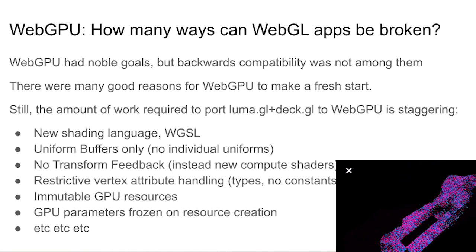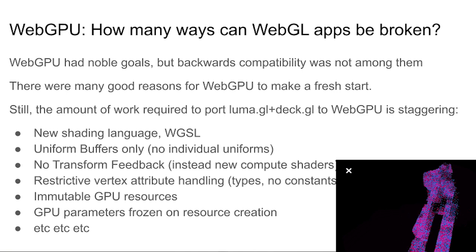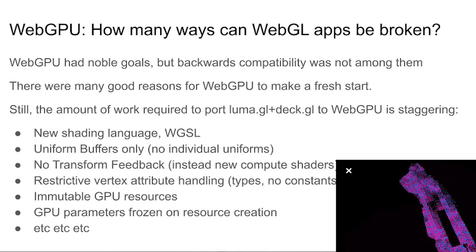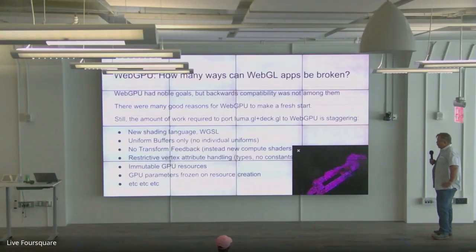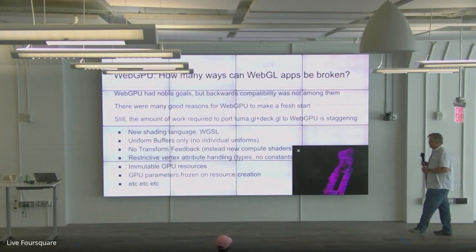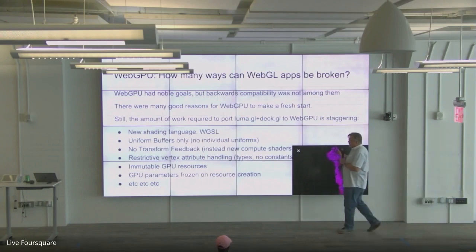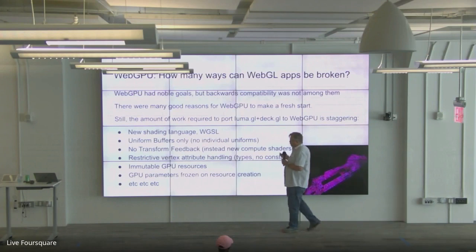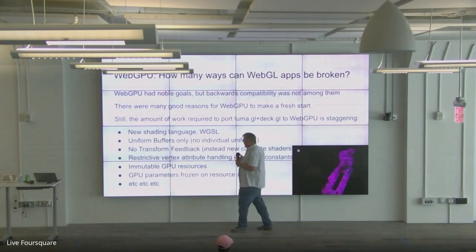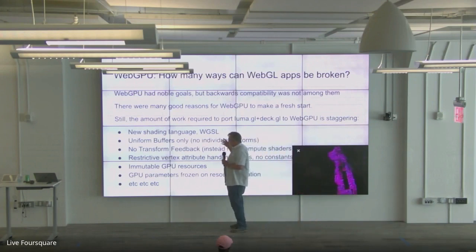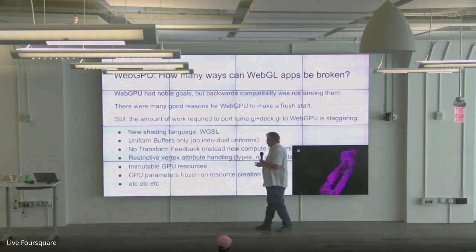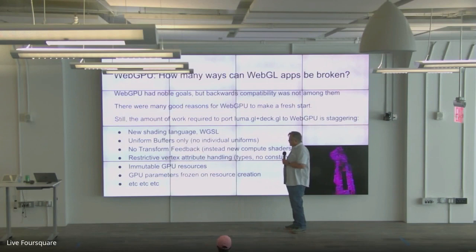WebGPU has really noble goals, but backwards compatibility was not among them. And so just a few examples. Some of them are small, some of them are big. Together, it's really kind of a knockdown blow. So they have a completely new shading language, WGSL, which means that all our shaders, both in Luma and deck, have to be rewritten. They don't support individual uniforms, only uniform buffers.